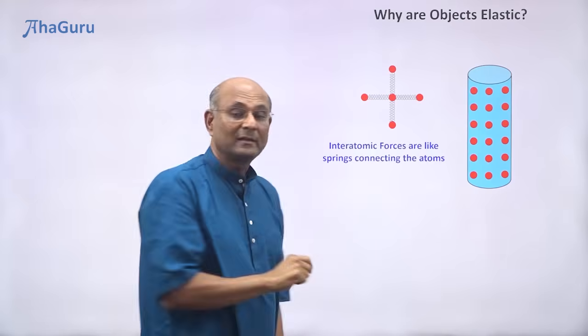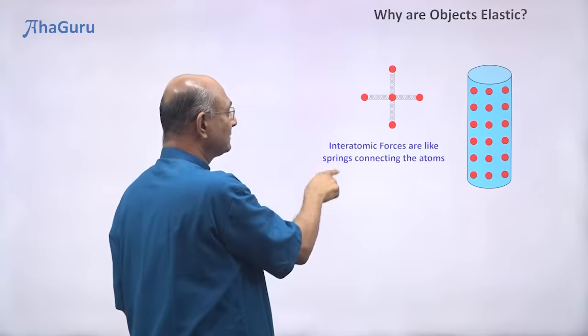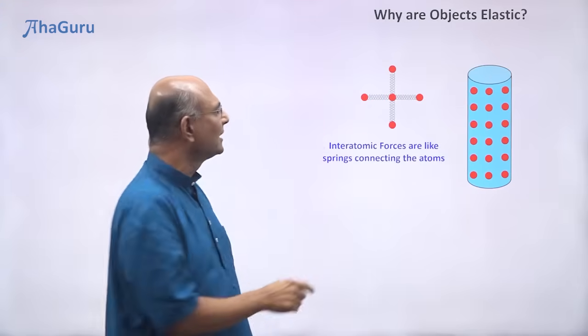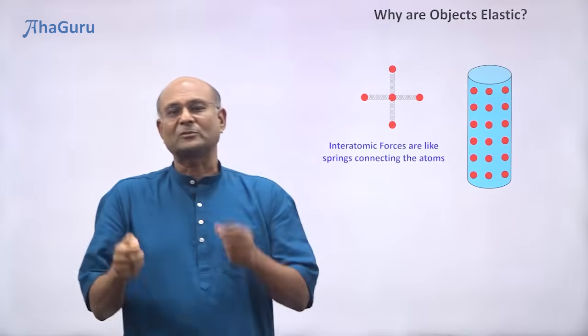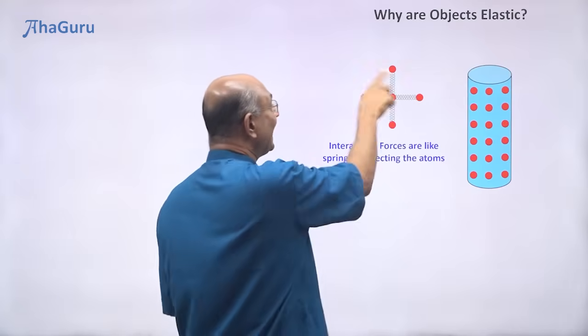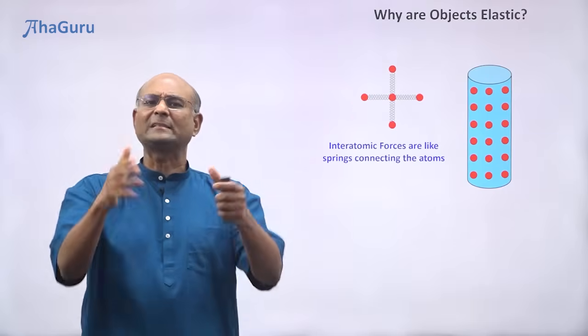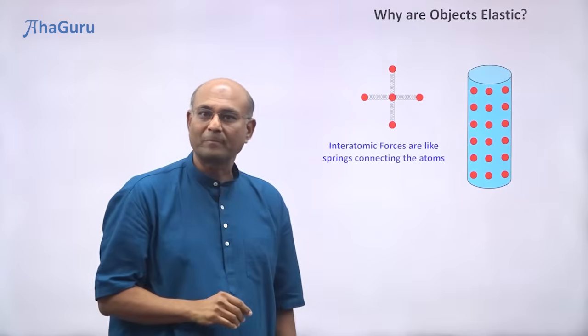But remember, there are no real springs connecting atoms. Interatomic forces are like springs connecting atoms. So we are modeling it like springs for us to understand it more easily. There are no springs. The force between the atoms is like spring force, just to understand this.